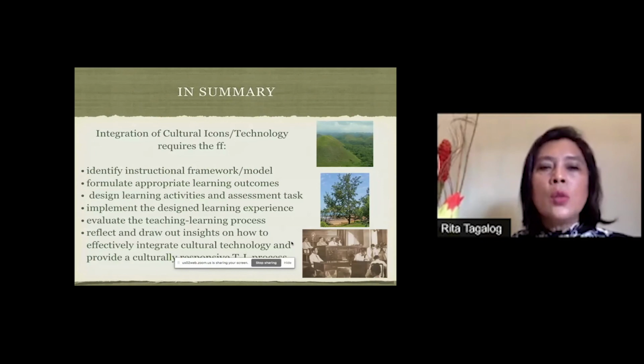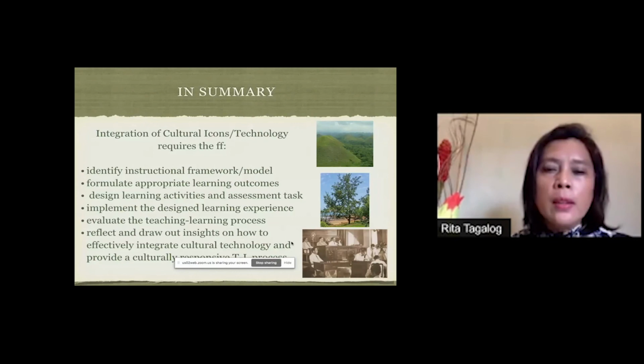Second is to formulate appropriate learning outcomes. As I've said, learning outcome drives the selection of instructional tools or the cultural icons, as well as the identification of the different teaching learning activities or learning experiences, or we call it in layman's term strategies, and at the same time the assessment tasks, or the assessment schemes. So it's very important to have a clear understanding of what are the real outcomes we want from our students.